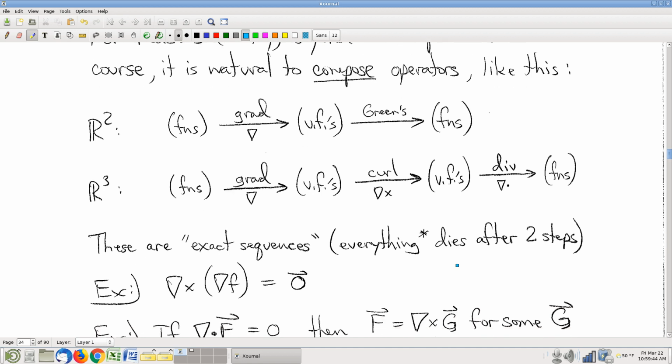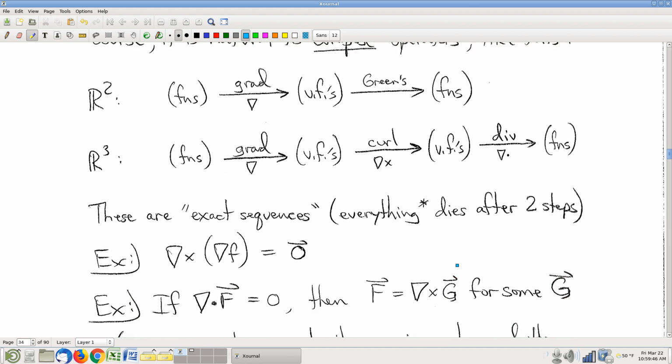One nice thing about it is each one of these is something called an exact sequence. I'm not going to be able to justify that in this course, but roughly speaking, what that means is that everything has a lifetime of 2 in some sense. So, for example, if you take a real valued function in R2, if you compute the gradient of that to get an ensuing vector field, if you then compute Green's operator of that gradient, you will get 0.